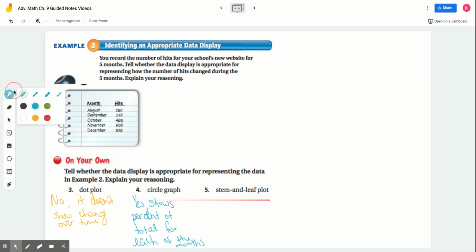Now, the stem and leaf plot. Remember that here we might have 25 and then 0 representing 250 and 32 and 0 representing 320. Is this kind of stem and leaf plot going to show us what we need? Is it going to show us how it correlates to the time of the 5 months? So since this is not going to show us anything about that time, we're going to say no. And again, because it doesn't show the change over the time.